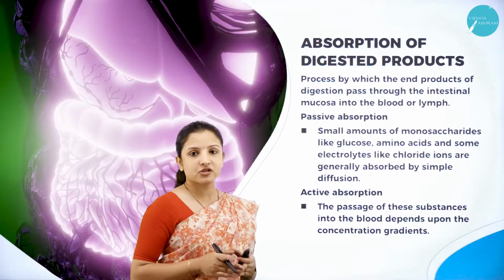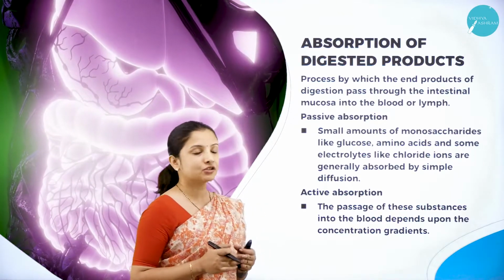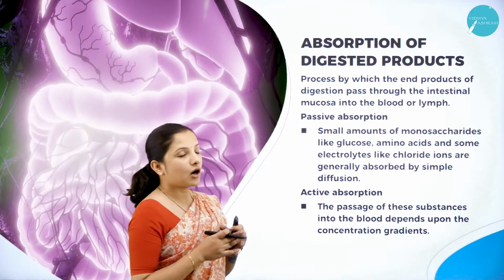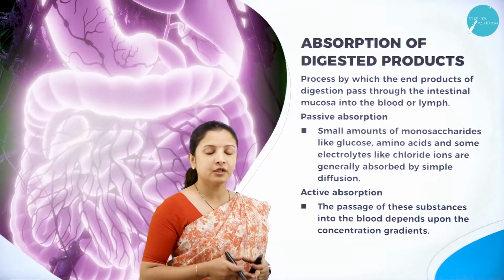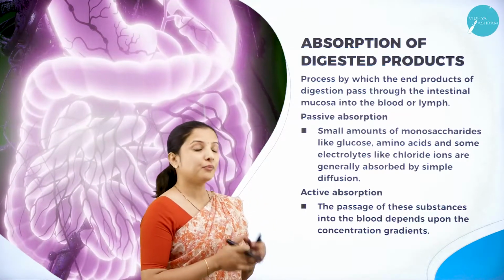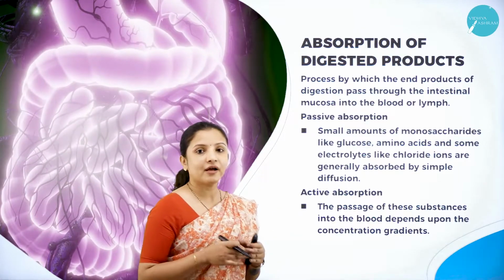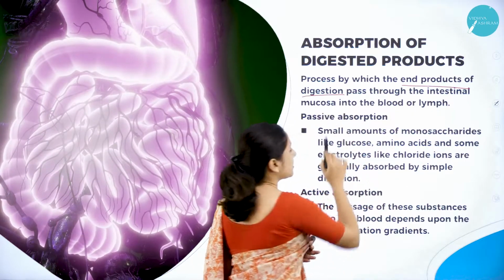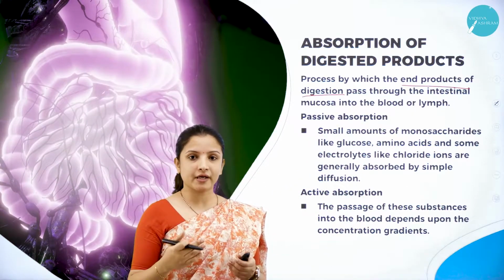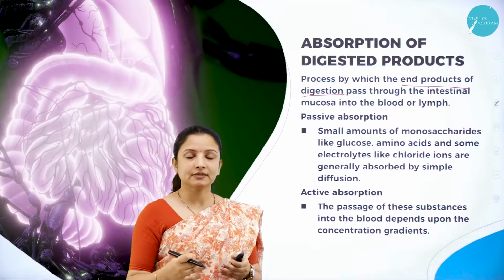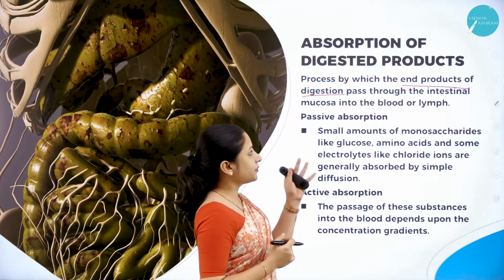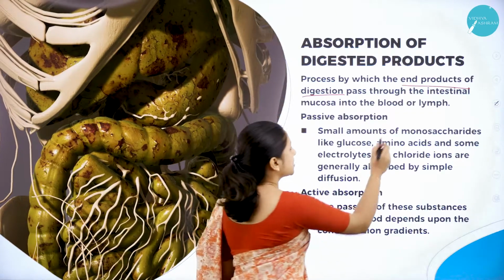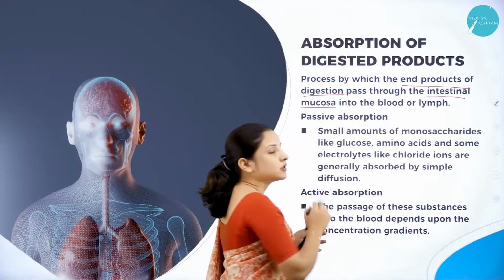Absorption is the process by which the end products of digestion pass through the intestinal mucosa into the blood or the lymph. So what are the end products of digestion here? They are nothing but the simpler forms of the carbohydrates, the proteins and the fats, right? These simpler forms pass through the intestinal mucosa, which is nothing but the lining of the small intestine.